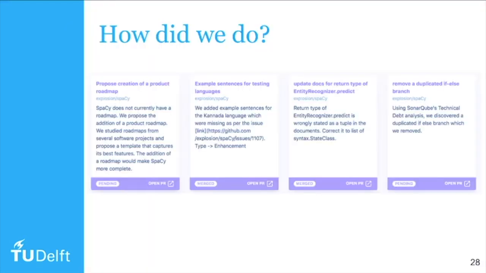How did we do? We found that making pull requests to spaCy is quite challenging because of the swarm of contributors who pick up issues very quickly. We did manage to make 3 pull requests though and raise one significant issue. I would like to highlight one of them.